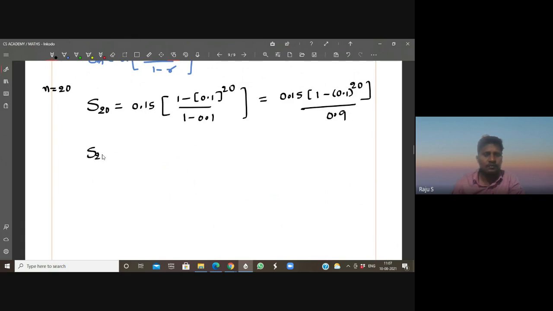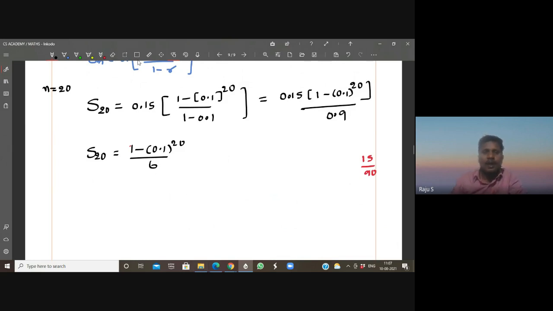What is S20? Answer. It can be written as 15 by 0.15 means 15 by 90. Nothing but, shall we write 1 by 6? So 1 minus 0.1 all to the power of 20 by 6. Is it right, students?